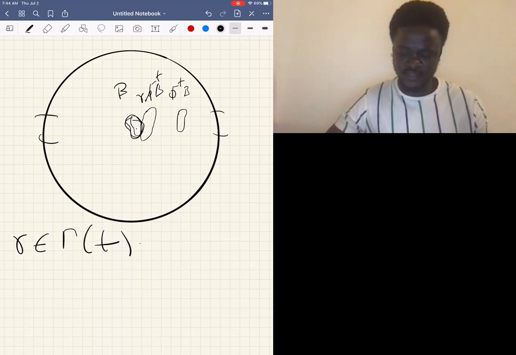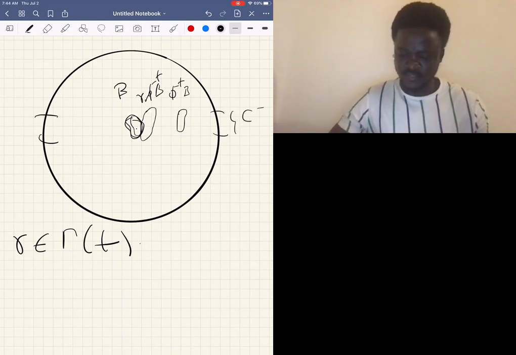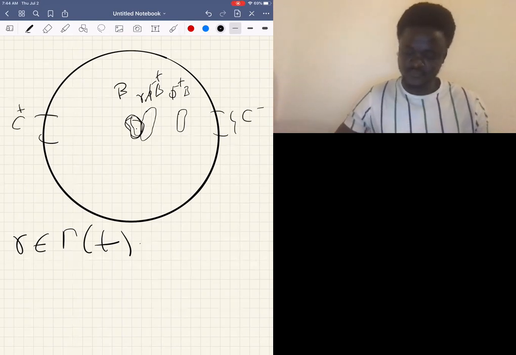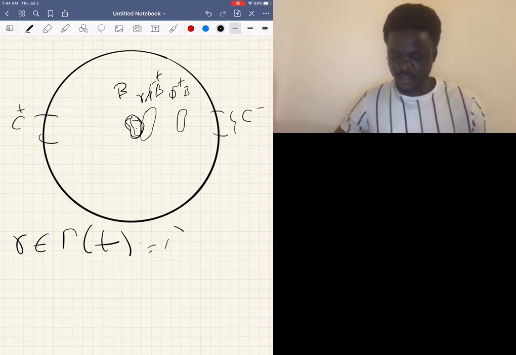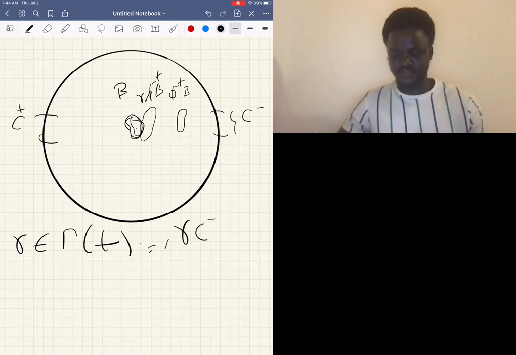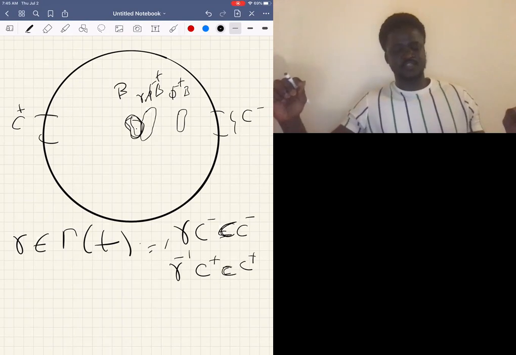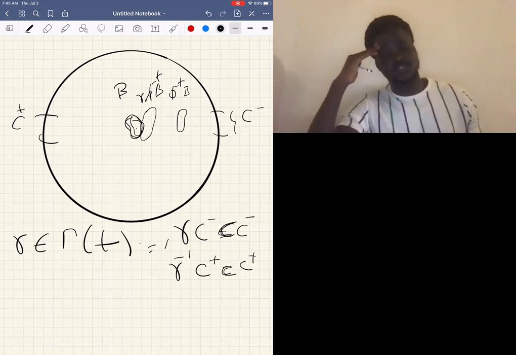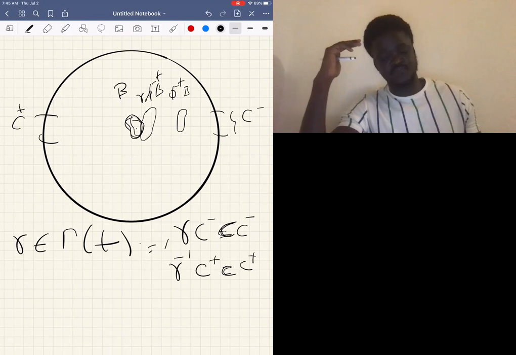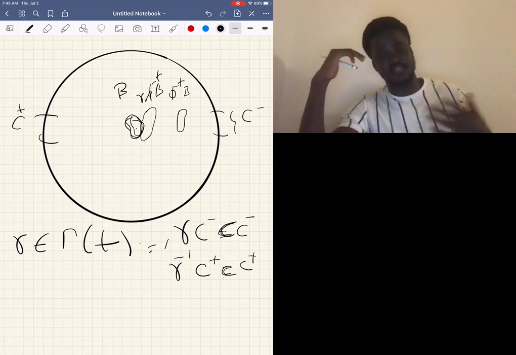So you can have this interval here, let's call it C minus, and then C plus. You will see that gamma applied to C minus will be in C minus, and gamma minus one applied to C plus will be in C plus again. And so you would find a fixed point in the boundary, and then you can find a geodesic joining them, and that geodesic will be fixed by this gamma, and that gives you the closing.